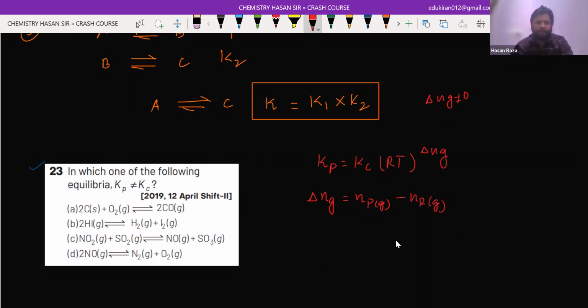Will it be A or something else? Yeah, it will be. So if you are going to apply this delta Ng, what is the number of moles of the product in gaseous state? You can see 2 minus, you are going to leave this because this is in solid state. So you will be getting 1 here. And if you check, this delta Ng will be equal to 0. And here 2 and 2, this will also be equal to 0. So the answer is A.